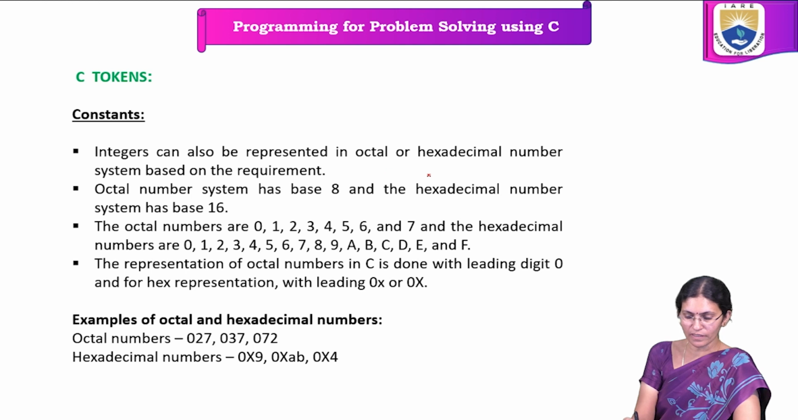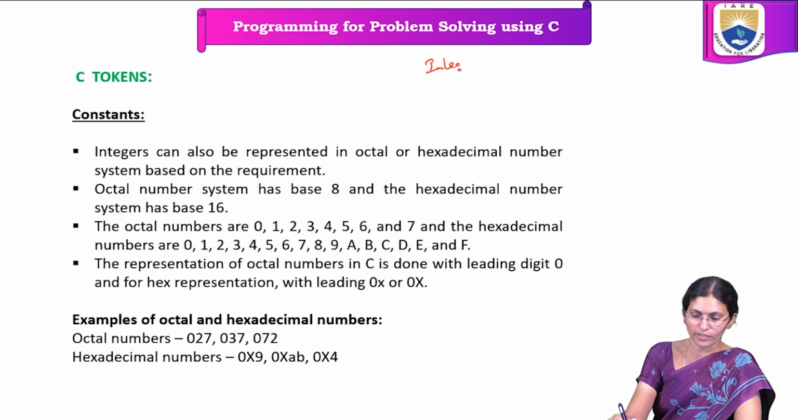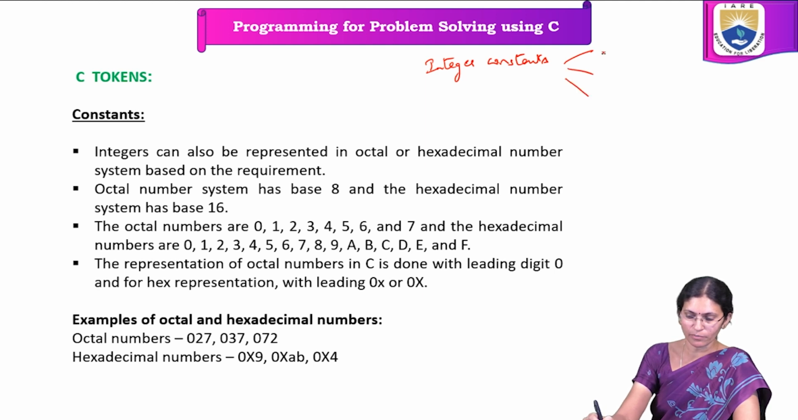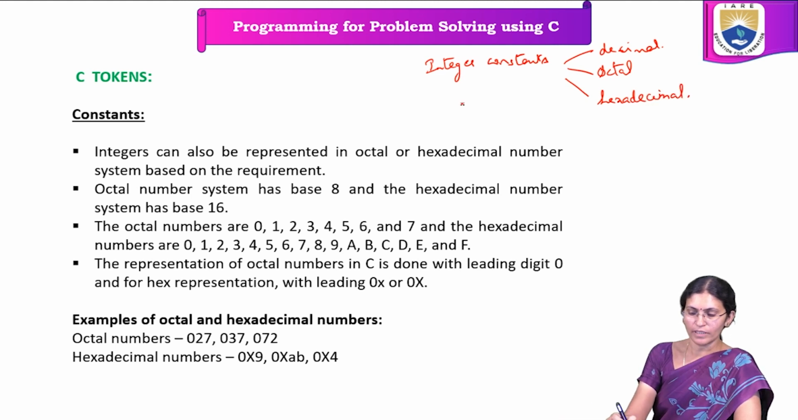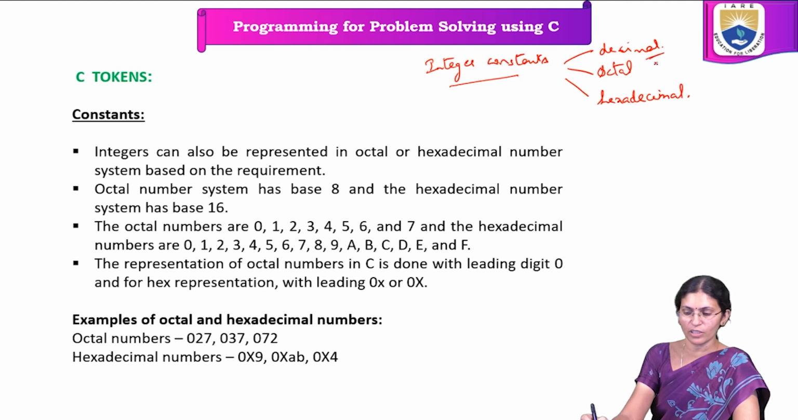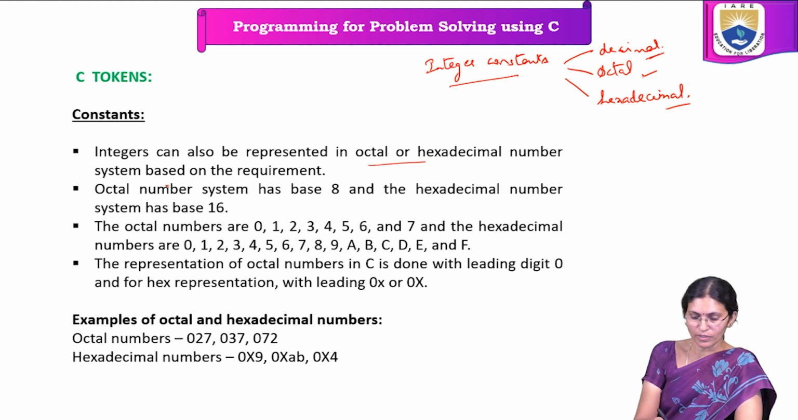Integers can also be represented in octal or hexadecimal numbers. In integer constants we have mainly three forms. We can represent a particular number in decimal form, the other way is octal, and then hexadecimal. So in integer constants we can represent an integer constant in three forms: decimal constant, octal constant and hexadecimal constant.